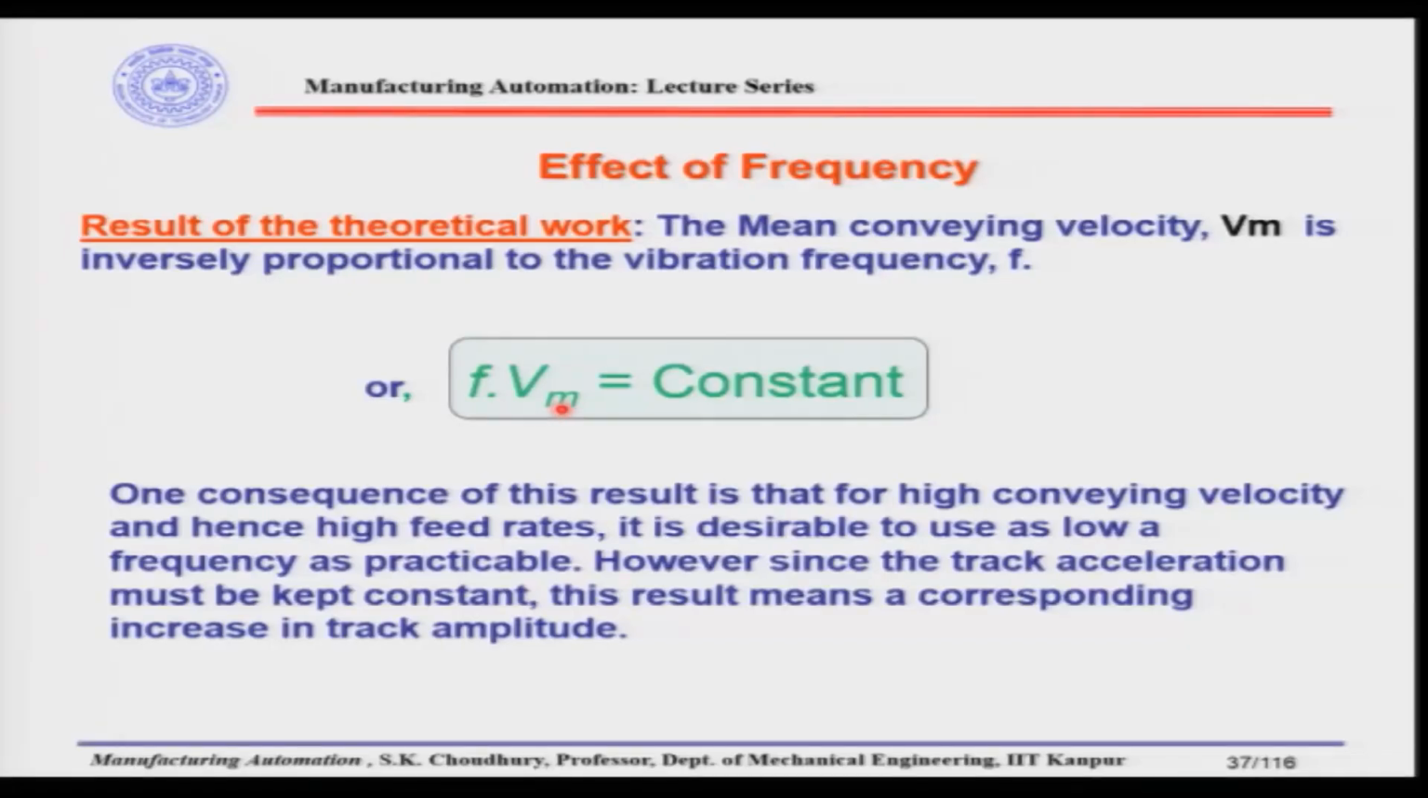Welcome back. Let me remind you that in the last class we were discussing the vibratory bowl feeder and different effects. The first effect is that F into Vm remains constant. This is a theoretical result, and because of that, if we have to increase the conveying velocity, the frequency should be selected as low as possible, that means the amplitude of vibration has to be as much as possible.